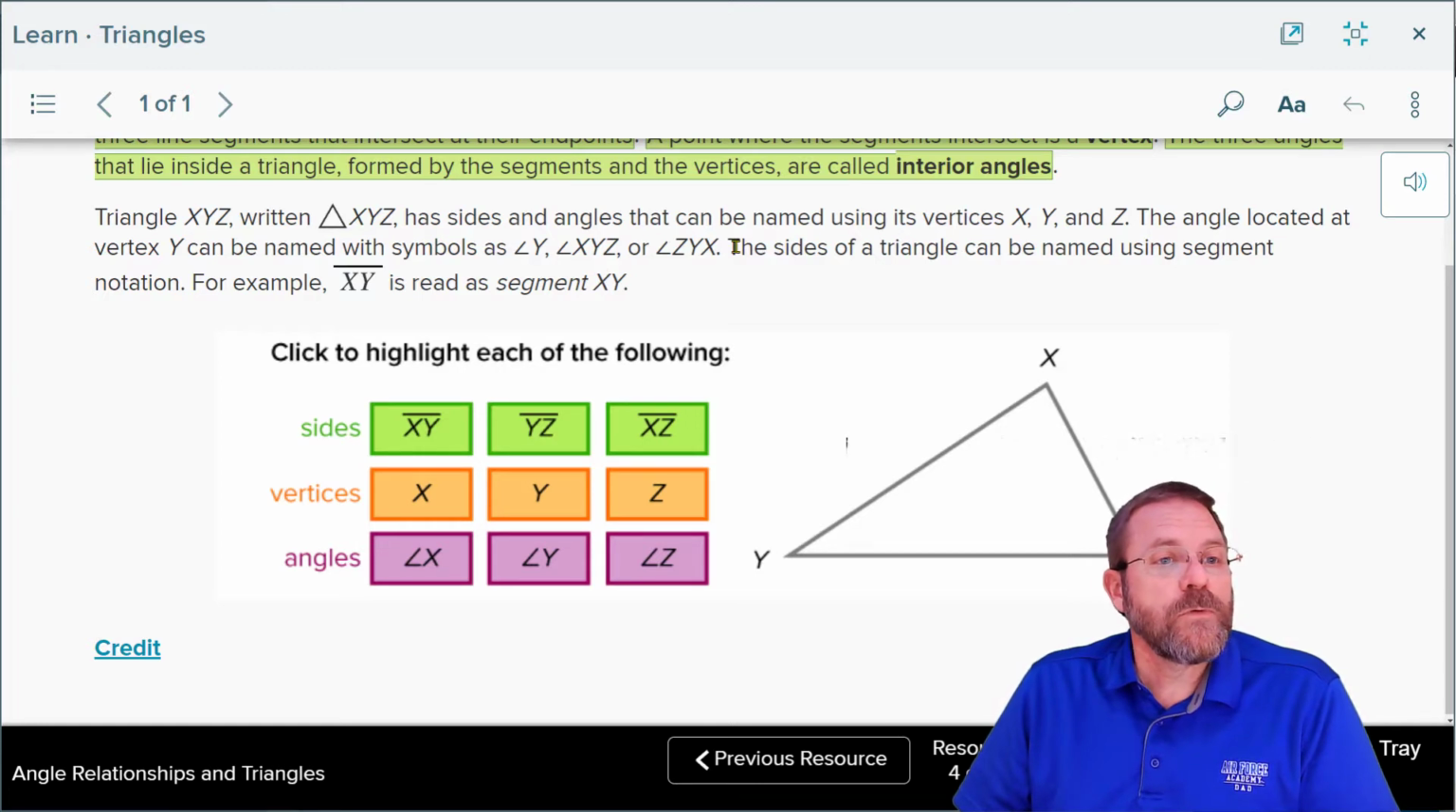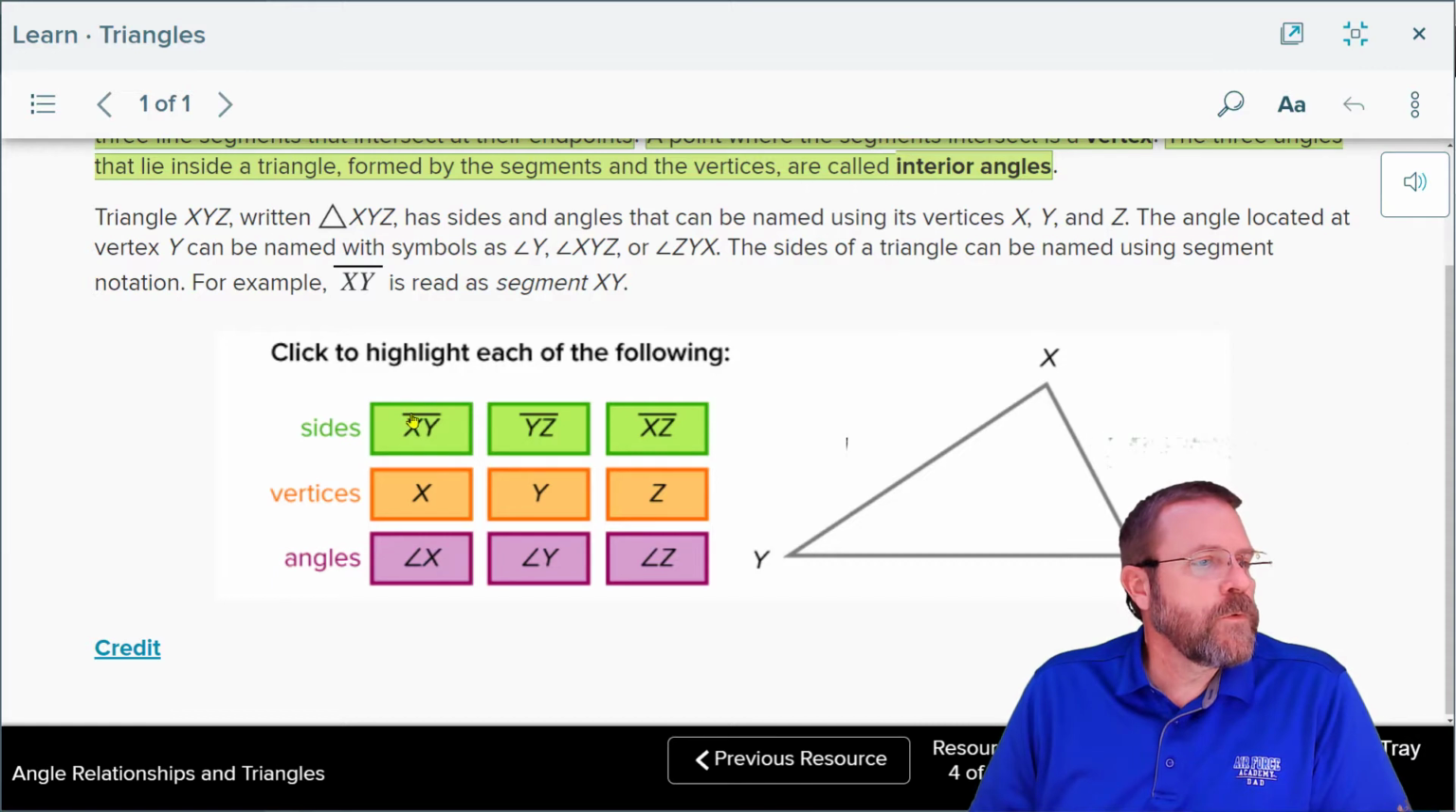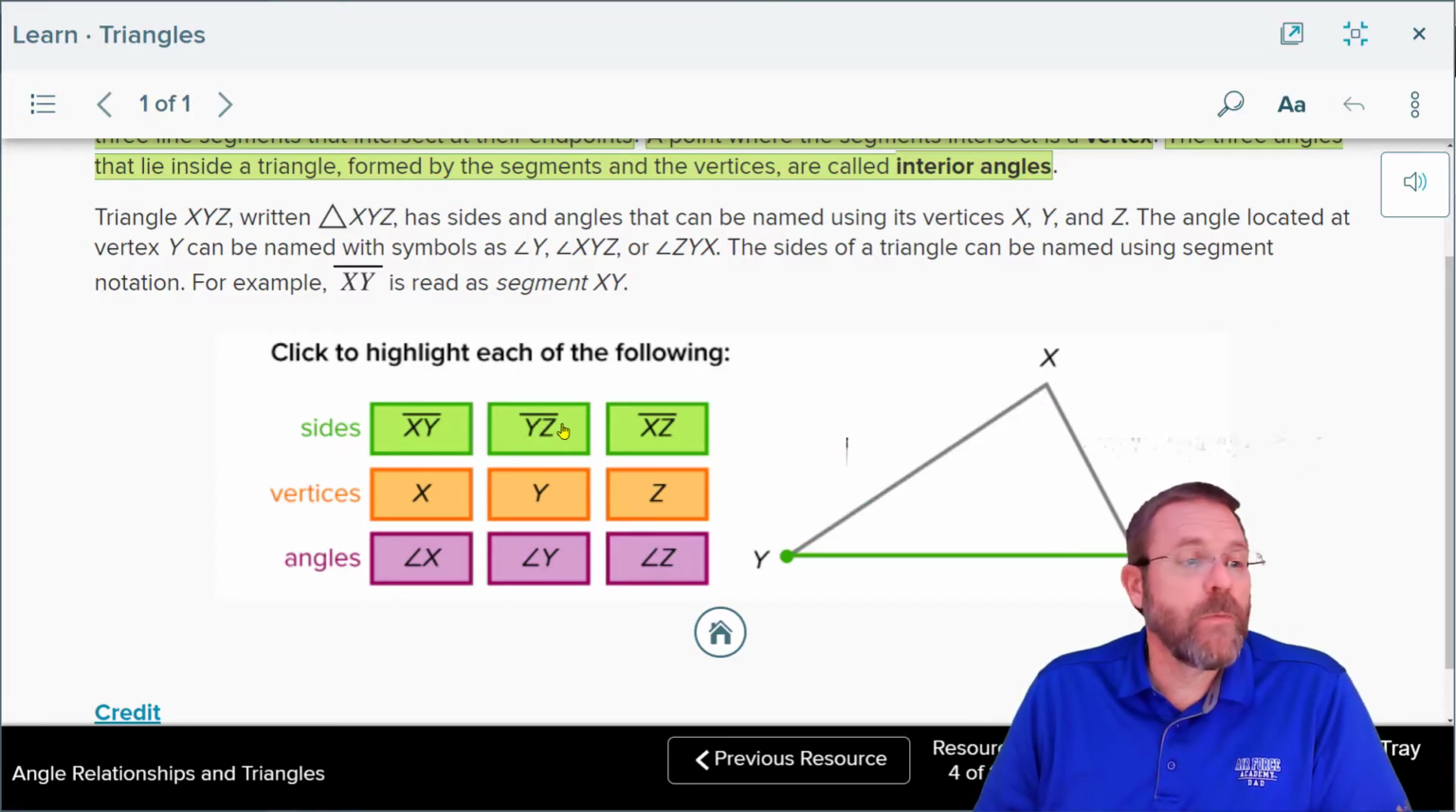The sides of the triangles can be named using segment notation. For example, side XY can be read as segment XY. Let's start pushing some buttons here and figure out what all we see. First off, you have side XY, or segment XY. You have segment YZ, also known as segment ZY, by the way, and you have segment XZ right there. We good so far? Next, you can say you have vertices X, Y, and Z.